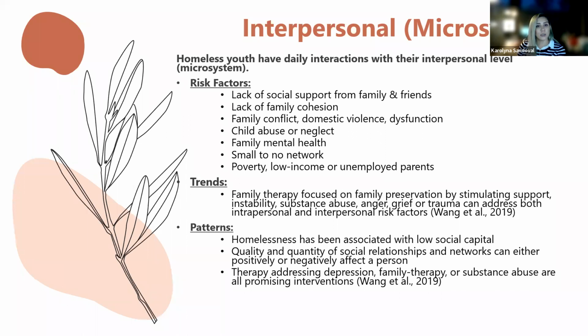And some of the trends included family therapy focused on family preservation. By stimulating support, instability, substance abuse, anger, grief, or trauma can actually address both intrapersonal and interpersonal risk factors, according to Wang et al. 2019. Some of the patterns that I saw within this interpersonal level was that homelessness has been associated with low social capital. Quality and quantity of social relationships and networks can either positively or negatively affect a person. Therapy addressing depression and family therapy or substance abuse are all promising interventions, according to Wang et al. 2019.